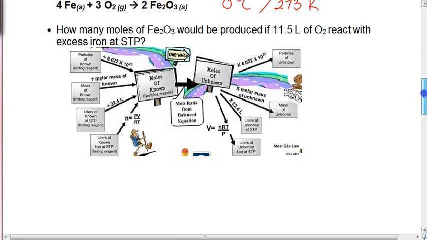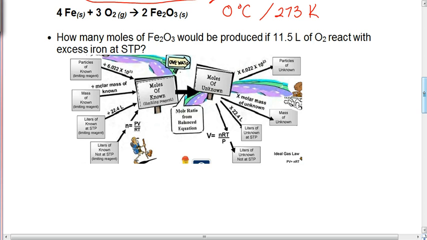So let's do this calculation here. How many moles of Fe2O3, that's what we're trying to find, would be produced if 11.5 liters of oxygen react with excess iron at STP? Okay, key thing here, we're at STP. So if we know liters at STP, that's 11.5, and we are trying to find moles of another thing, oh look, this is going to be pretty easy.